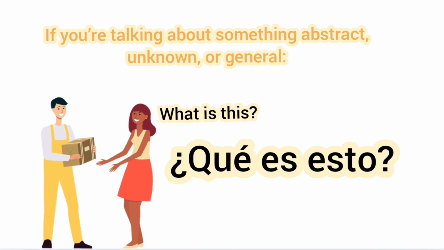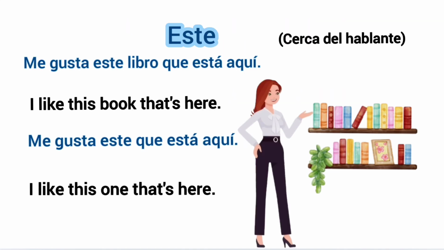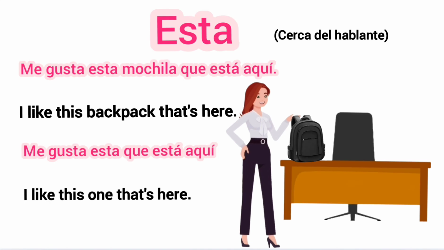Okay, you are making great progress. Just keep going one step at a time. Ahora vamos a trabajar con algunos grupos para que este tema te quede claro. Me gusta este libro que está aquí. That means I like this book that's here. Me gusta este que está aquí. I like this one that's here. Me gusta esta mochila que está aquí. I like this backpack that's here. Me gusta esta que está aquí. I like this one that's here.